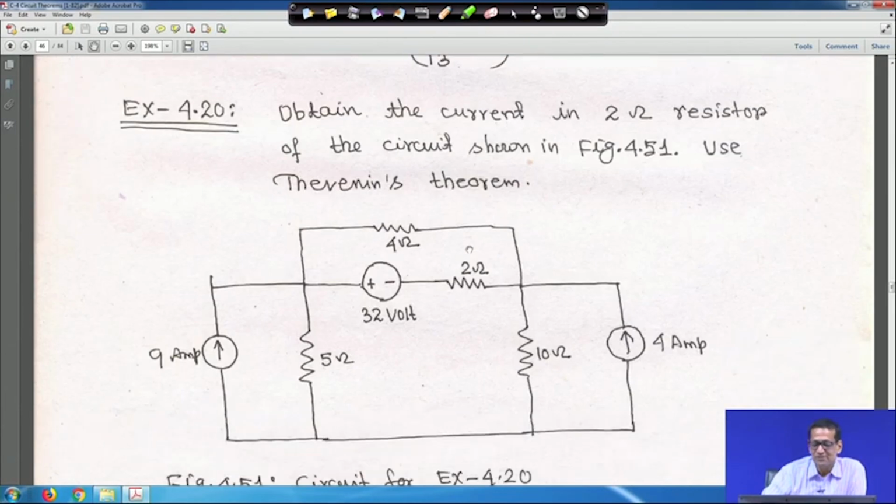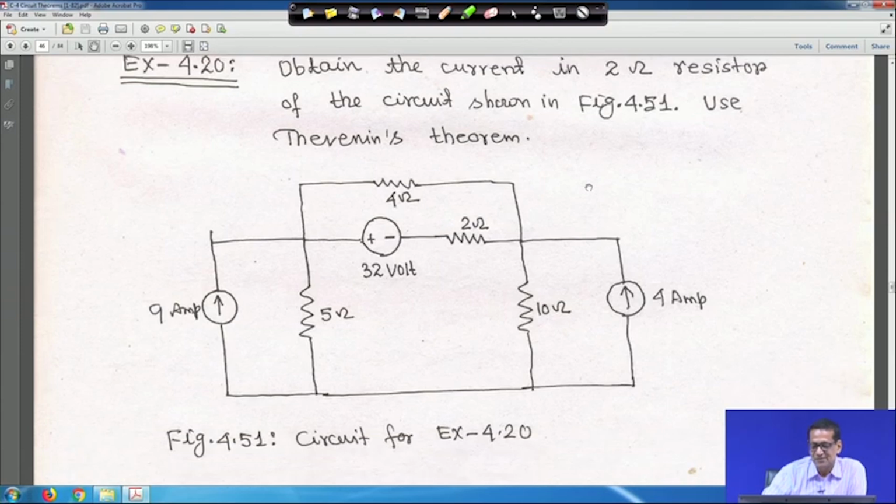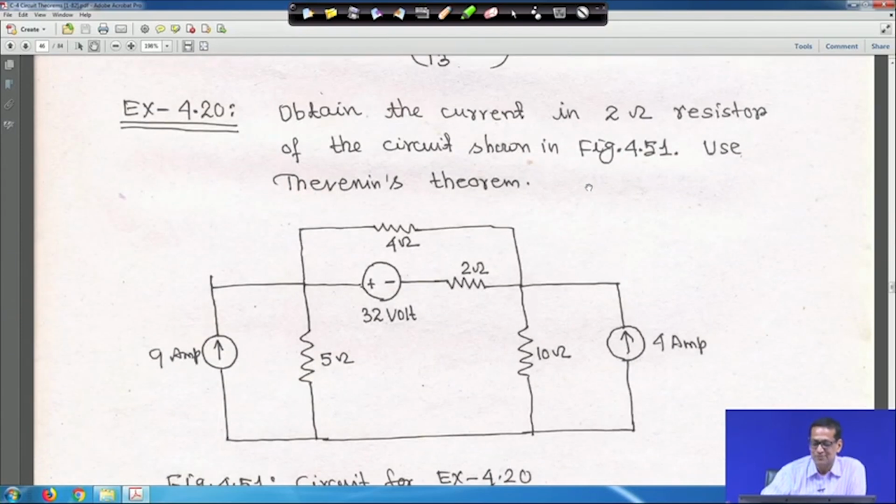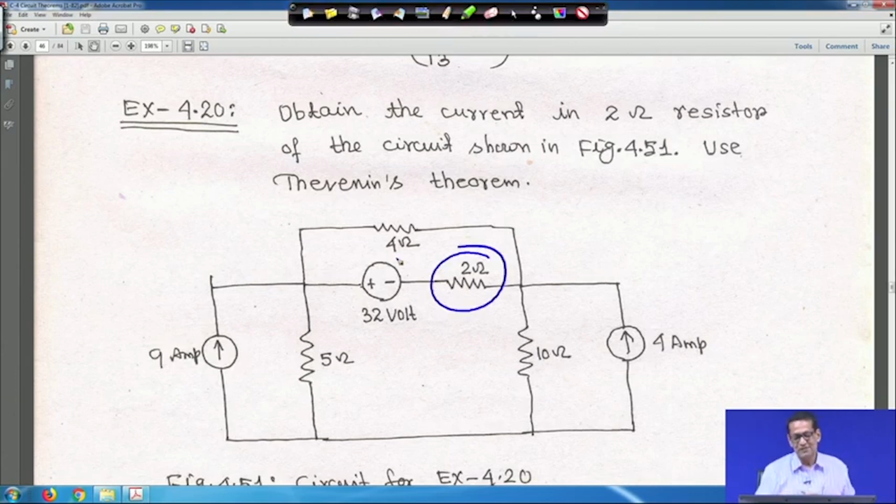Example 20: obtain the current in the 2 ohm resistor of the circuit shown in figure 51. Use Thevenin's theorem; superposition will also be used to get the Thevenin voltage. In this case you have to find the current through the 2 ohm resistance. So you have to take off the 2 ohm resistance first, and find R Thevenin and V Thevenin.